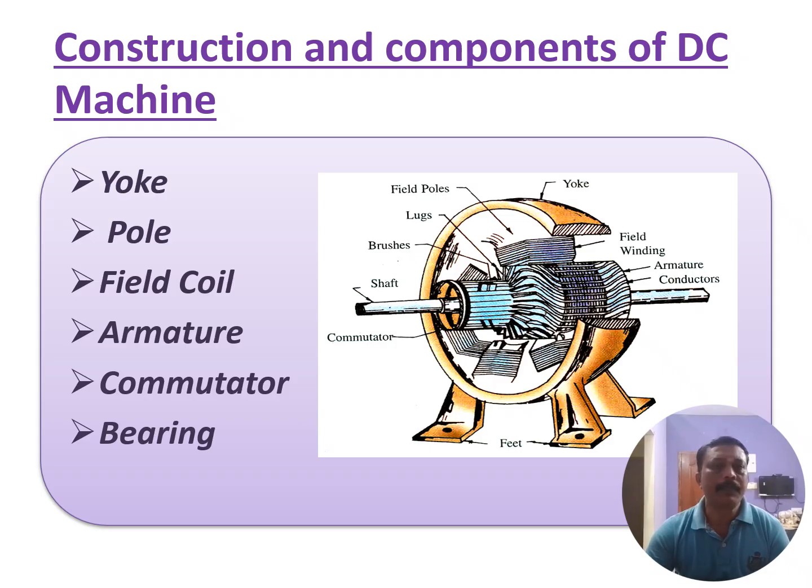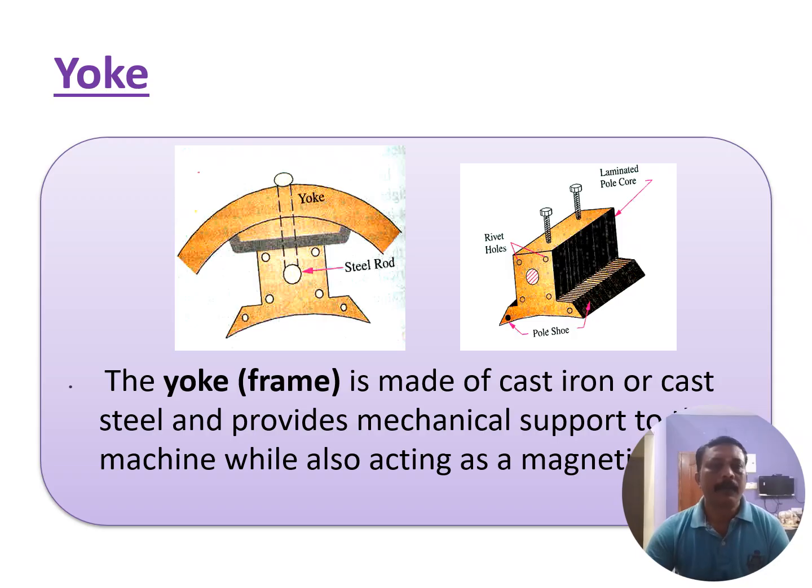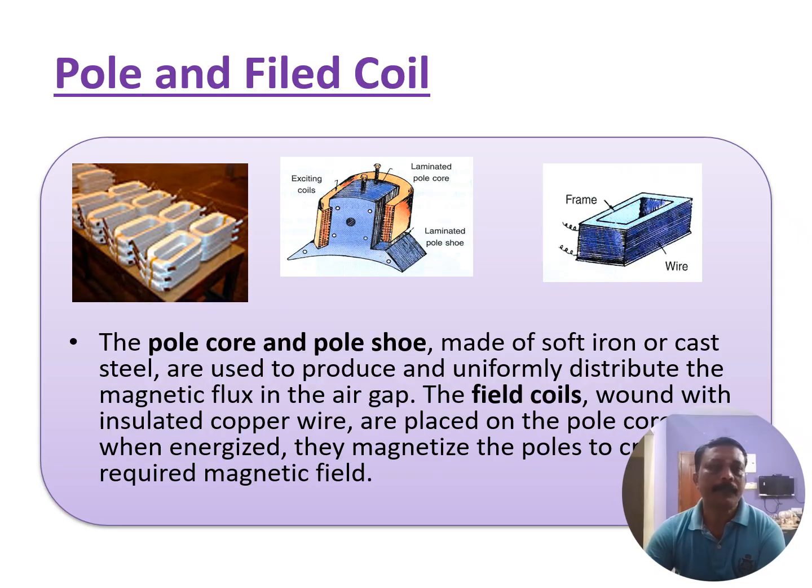The second one is the construction and components of a DC machine. The following are the main parts of a DC machine. First one is the yoke, second is the pole, field coil, armature, commutator, and bearing. Yoke. The yoke is the frame. It is made up of cast iron or cast steel and provides mechanical support to the whole machine.